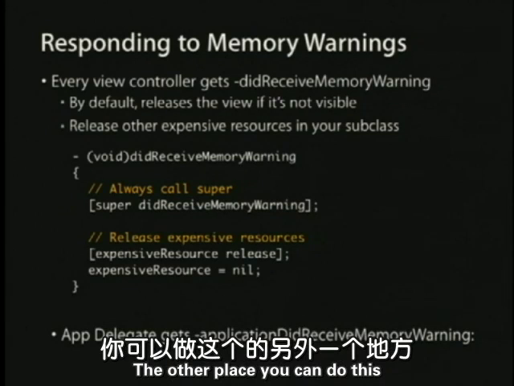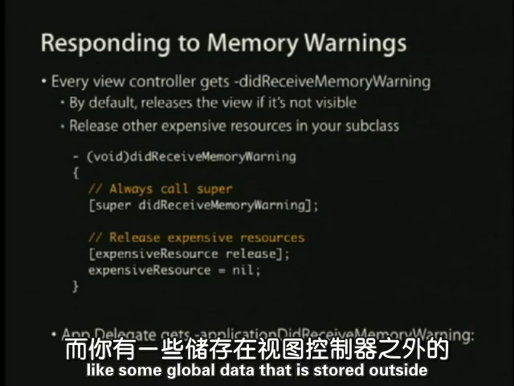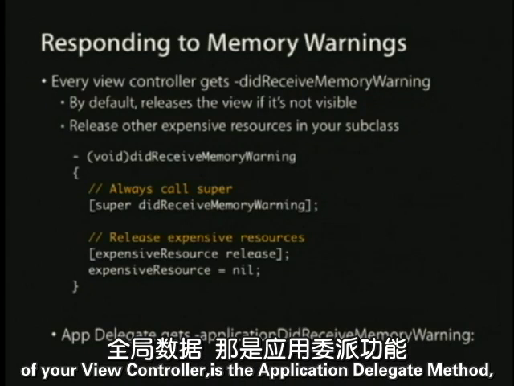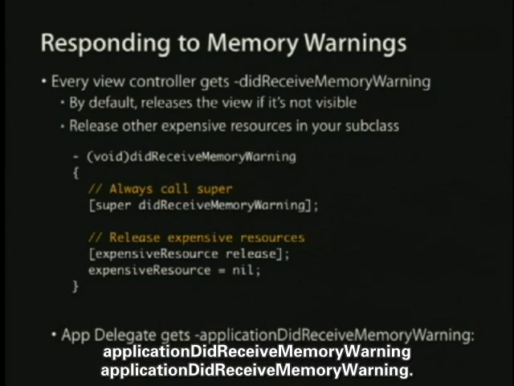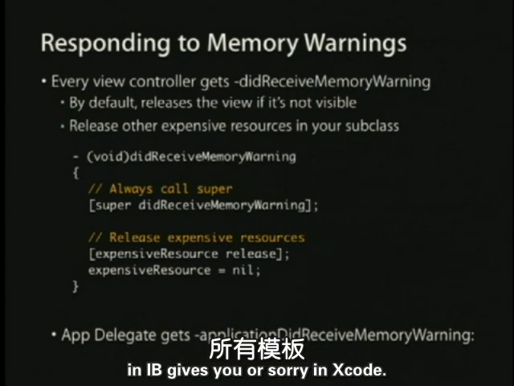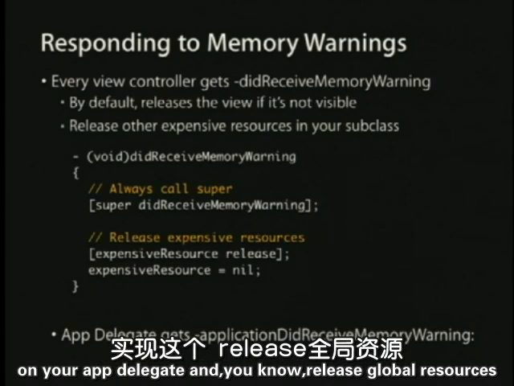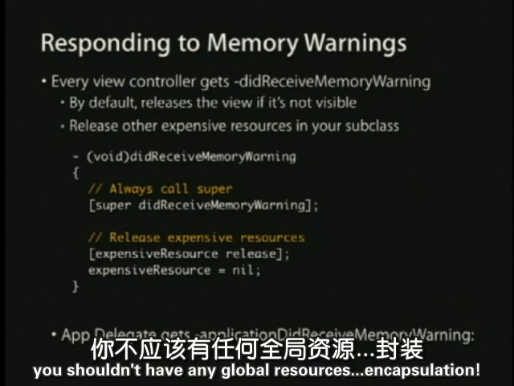The other place you can do this, if you don't have a view controller and you've got some global data that's stored outside of your view controller, is the application delegate method applicationDidReceiveMemoryWarning. Pretty much every template that you create in Xcode will give you an application delegate by default. You can just go ahead and implement this on your app delegate and release global resources if you have them, although you probably shouldn't have any global resources. So, encapsulation.